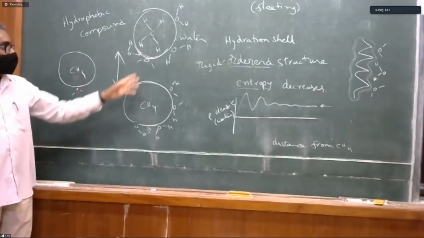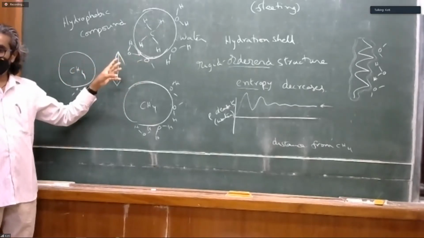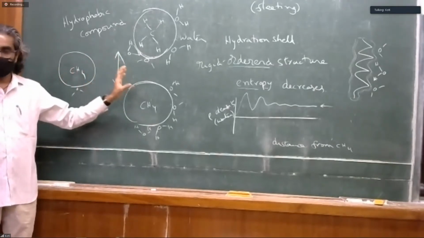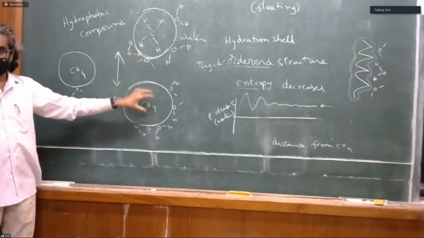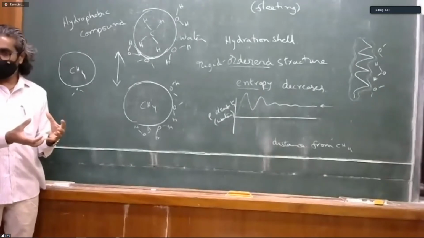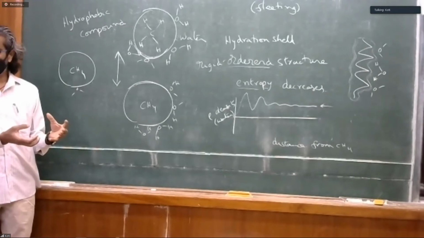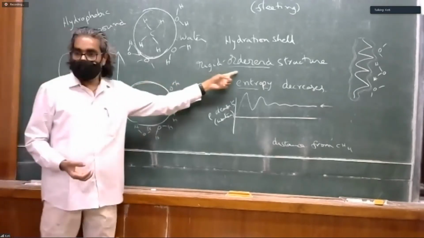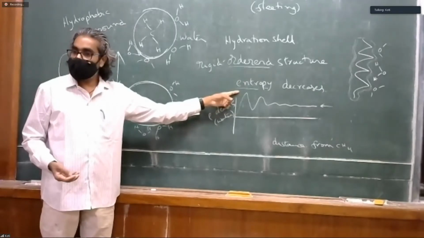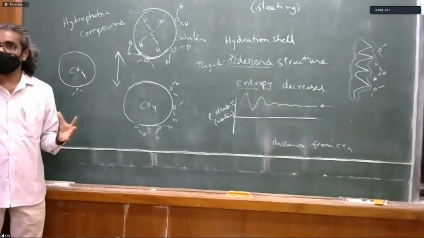Now the area per methane molecule is less, and so you have fewer water molecules. This drives clustering: the methanes come together and form a single entity, so that you have to deal with fewer water molecules which need to be ordered. In that sense, the entropy decrease is less and less.